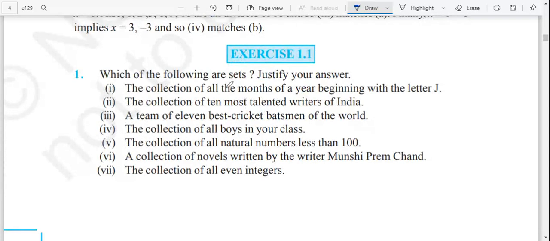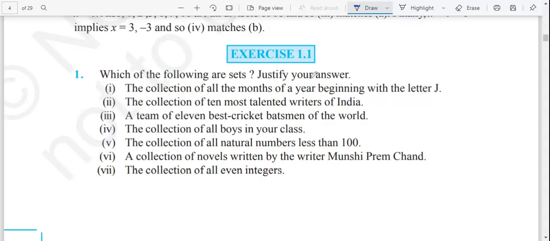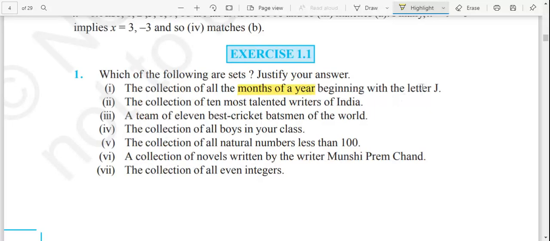Now, which of the following are sets? Justify your answer. Let us determine which one is a set at first. Let us determine here for example. If you look at the first, the collection of all months of a year beginning with the letter J, it is specific. That means it has been given a specific name, that is months of a year. So it is a set beginning with the letter J. Look at it, what do I get? January, June, July. Yes, it is a set. First, we can conclude this as a set.